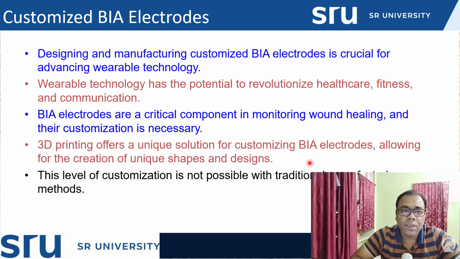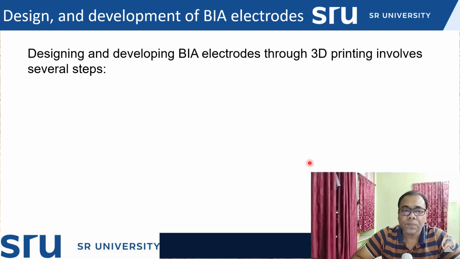And this level of customization is not possible using conventional or traditional manufacturing processes. That's why manufacturing or customization of the bio electrode is very easy using 3D printing technology or additive manufacturing technologies. So designing and development of the electrode involves various steps. As we know, there are 7 stages in the additive manufacturing process, or you can say the process chain of the additive manufacturing process. So here also we have to follow those steps to get the design and manufacturing of the bio electrode.